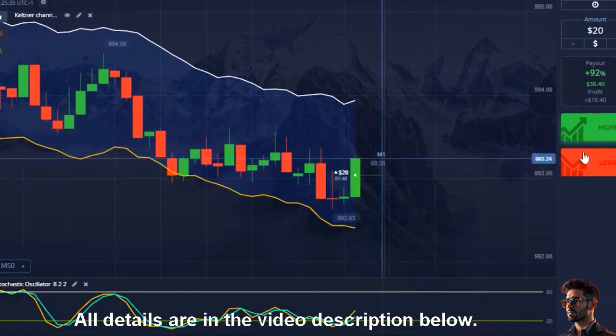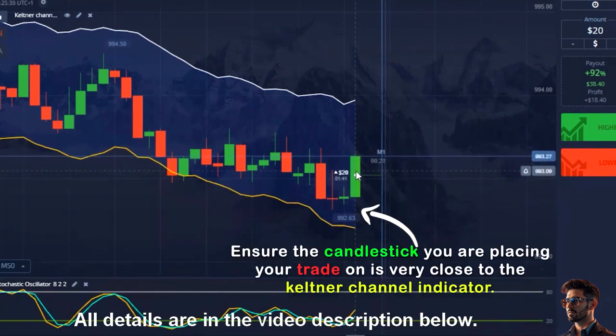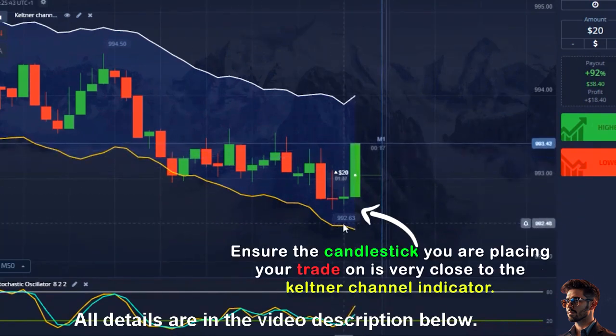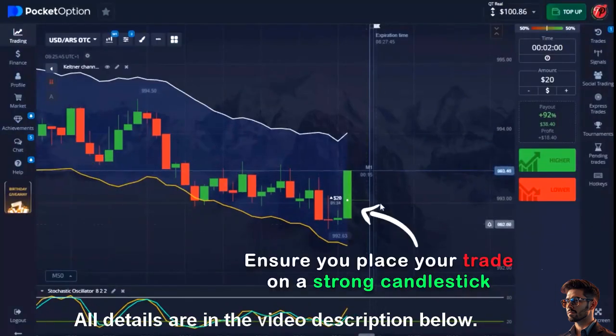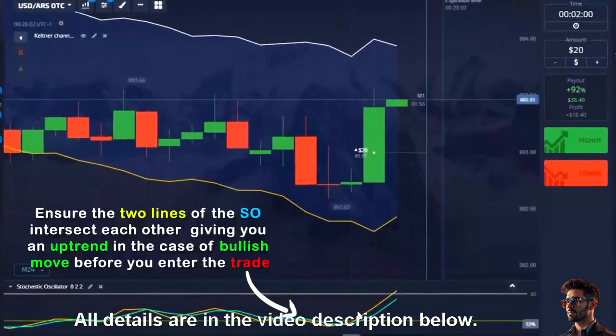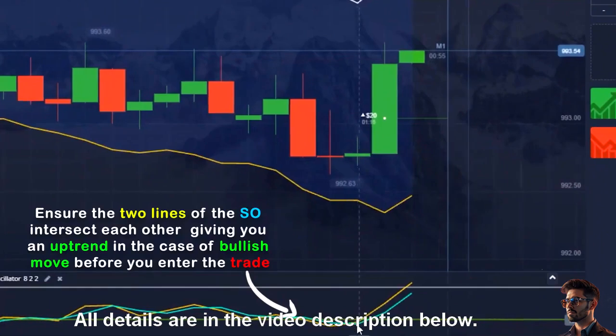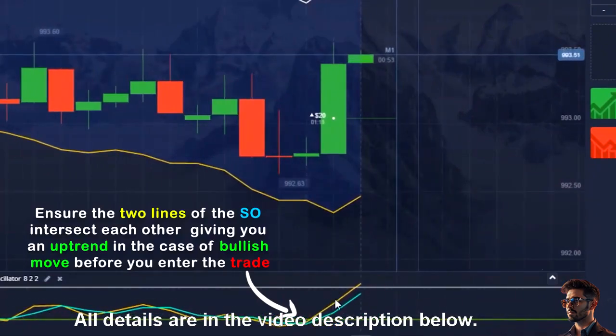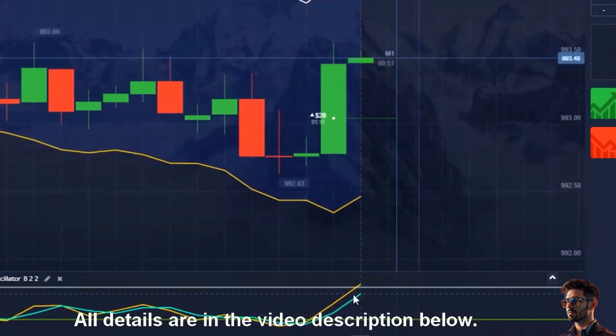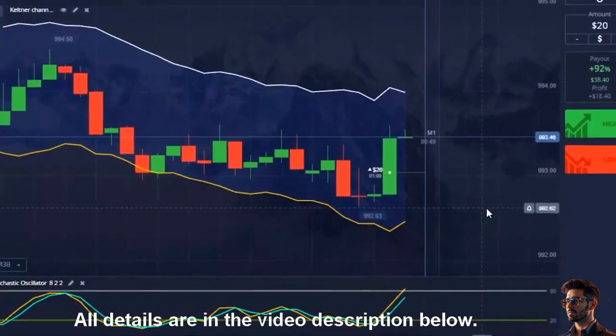Before you actually go for an up trade, the number one thing is to always make sure that the candlestick you're placing your trade on is very close to the down line of the Keltner Channel. This is very important. The second thing is to make sure that the candlestick is very strong, giving you an uptrend confirmation. Make sure that you have the both lines intersect each other, cross each other, and you see the both lines giving you an uptrend confirmation before you enter a trade.